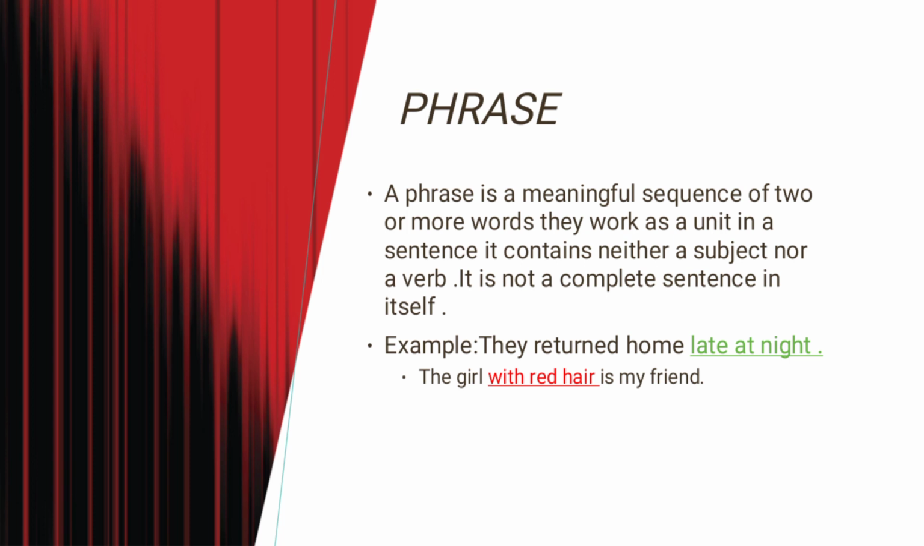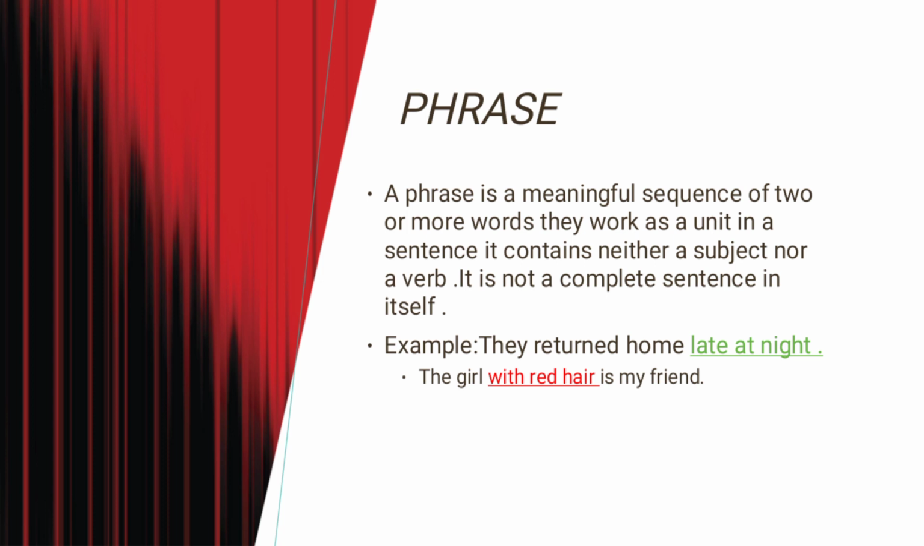So, a phrase is basically a meaningful sequence of two or more than two words, and it acts like a unit in a sentence, but it doesn't convey a complete meaning on its own because a phrase contains neither a subject nor a verb. For example, when we say on the chair and under the table, these two are meaningful sequences of words, but they don't convey a complete meaning in themselves. You can see some more examples on the screen.